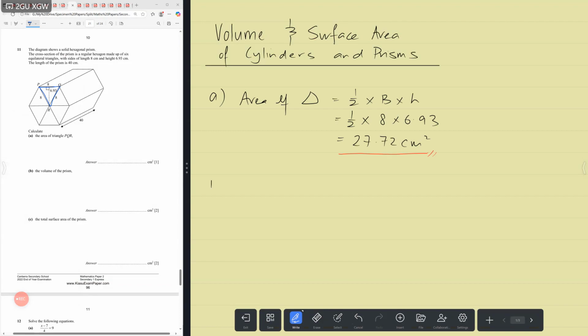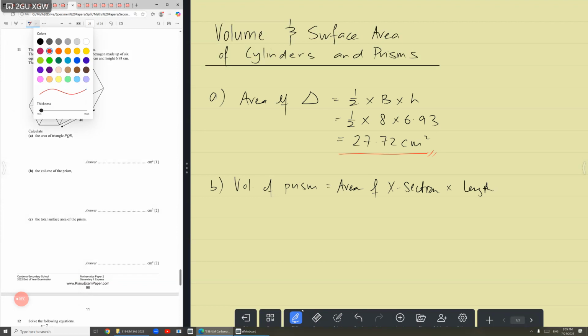Okay, so for part B, they ask you to find the volume of prism. So basically, volume of prism is obtained by taking the cross-section area of our cross-section multiplied by the length. Okay, so in this case, our cross-section is the one in red. So 1, 2, 3, 4, 5, 6. That whole hexagon is our cross-section, as shaded in red there. And our length is simply this 40 centimeters.